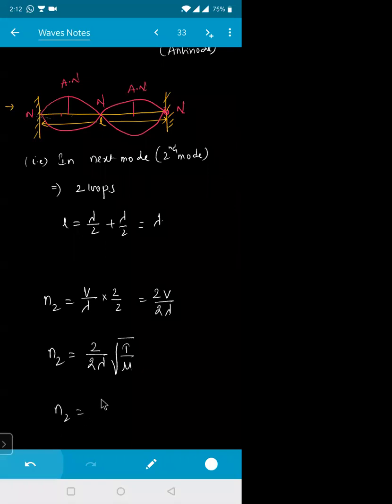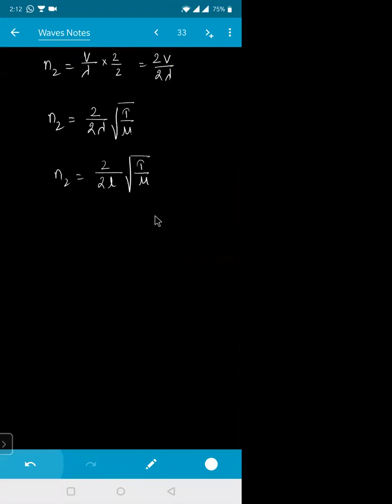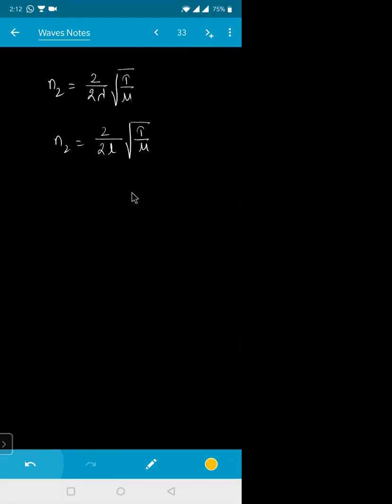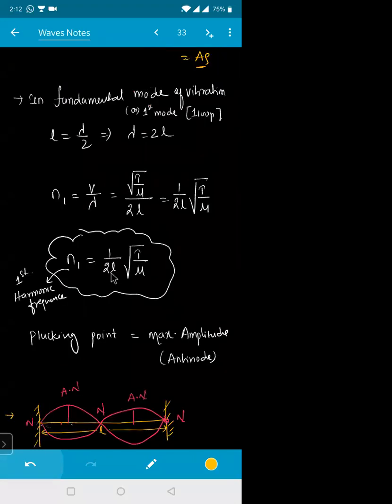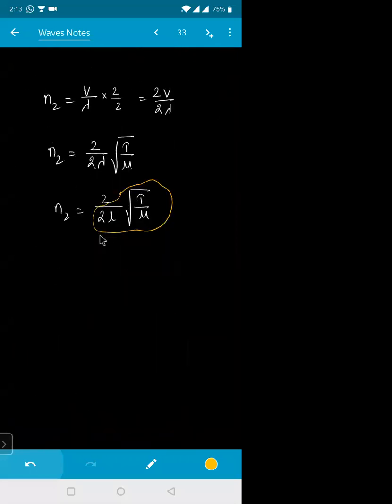So N2 will become 2 by 2 times L under root of T by mu. See this one carefully. This one, 1 by 2L under root of T by mu, is what for me? Fundamental frequency, first fundamental frequency. That means I can write here N2 will be equal to how much, beta? 2 times N1. What is N2 here, beta? N2 is nothing but what?